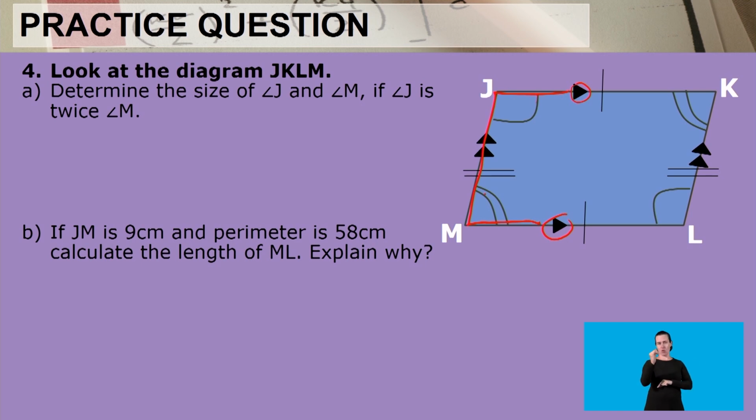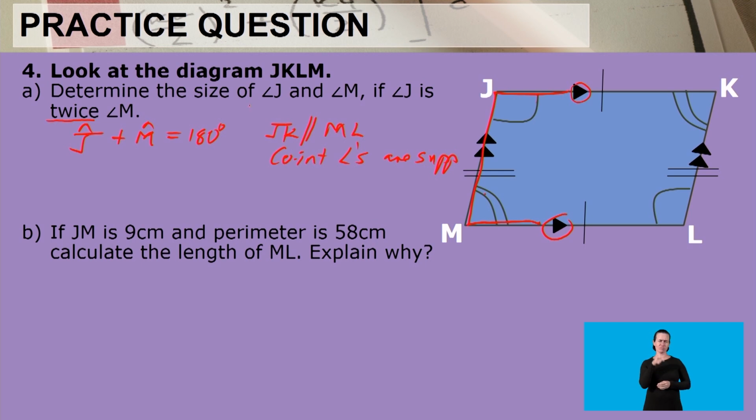Therefore, we say angle J plus angle M equals 180 degrees because line JK is parallel to line ML, and therefore co-interior angles are supplementary. And therefore angle J plus angle M equals 180 degrees. Now let's look at that question again.